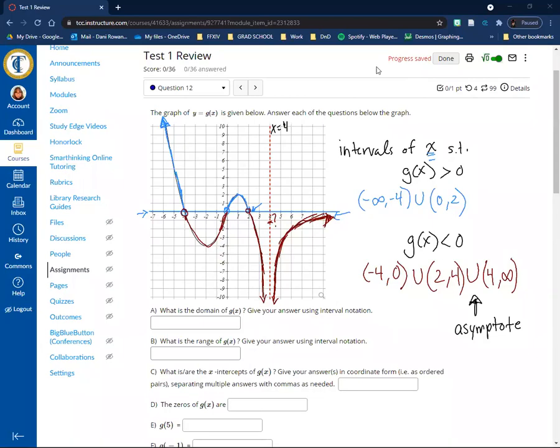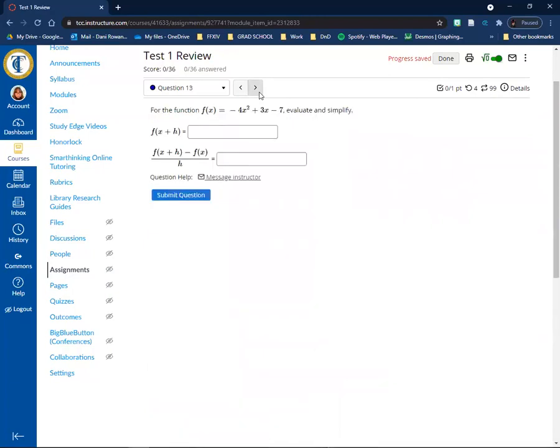Okay, let's go ahead and move on. We did plugging in previously, but let's go ahead and do a quick differential. It's raining over here. Let's do a quick one of these. So if we have f of x is equal to negative 4x squared plus 3x minus 7, what's f of x plus h?